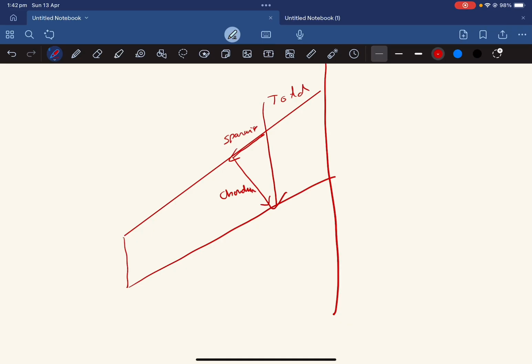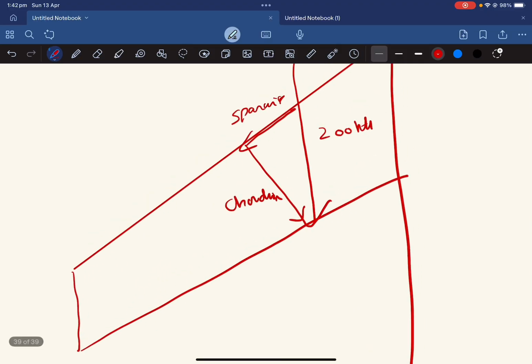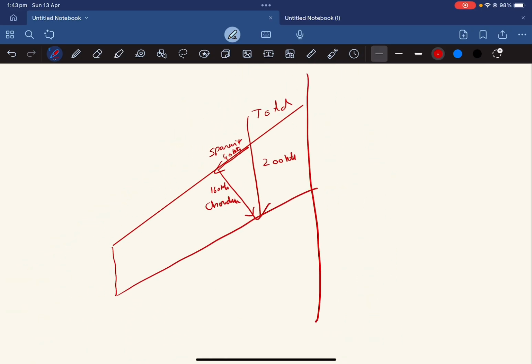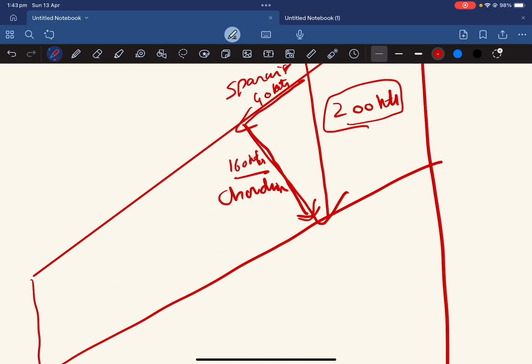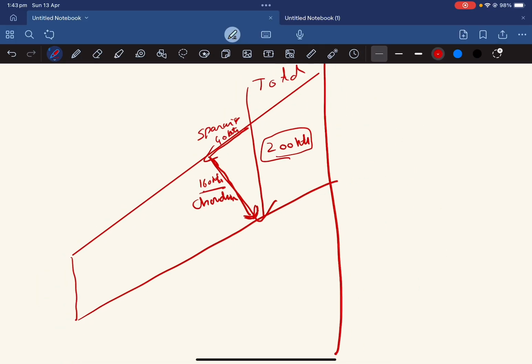Alright. So let's say your total airflow was 200 knots. Now since it has been divided, let's say the spanwise has become 40 knots and the chordwise has become 160 knots. So even though the actual speed is 200 knots, this part which is actually creating lift has become 160 knots. So in a way you're delaying shock wave because the air is accelerating slower on your wing over here, right? I hope it makes sense to you.